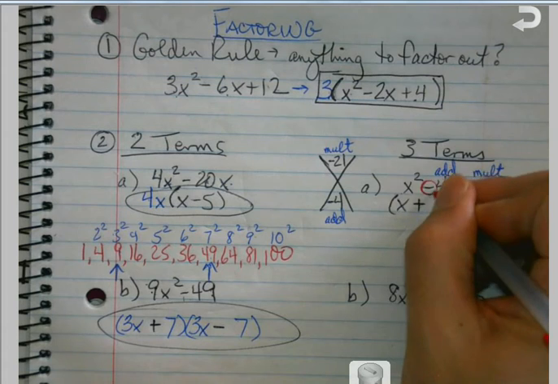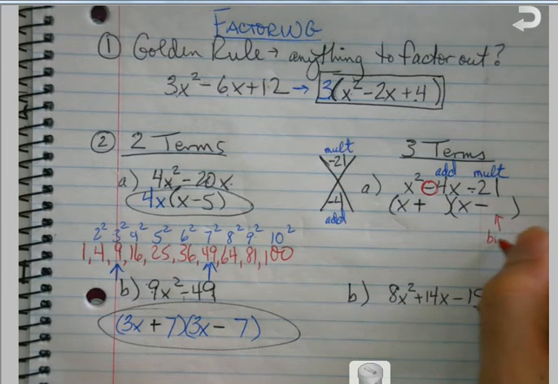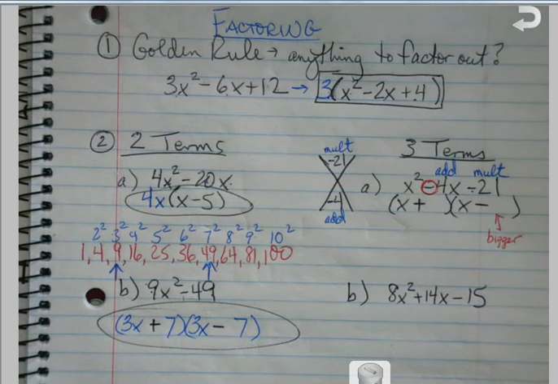Here's the other thing I know. Since that middle sign is negative, out of the two numbers I get, the negative number has to be the bigger one, because if you add two numbers together, you keep the sign of the one that's bigger. Okay, so it's going to be this one. So I'm looking for numbers that multiply to negative 21 and add to negative 4. Any ideas out there?